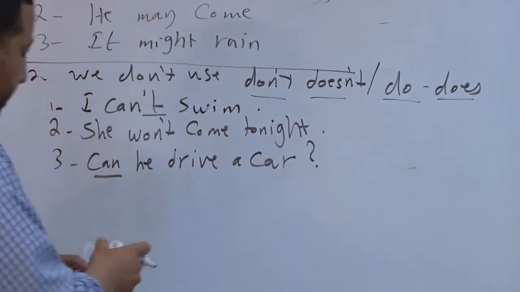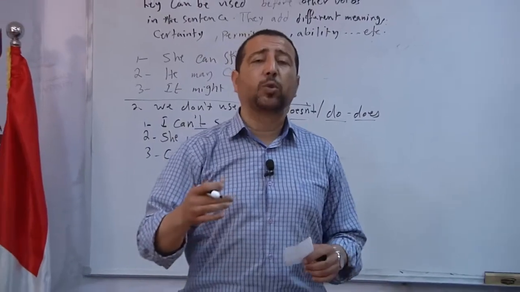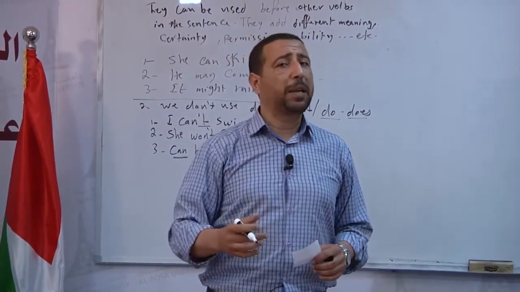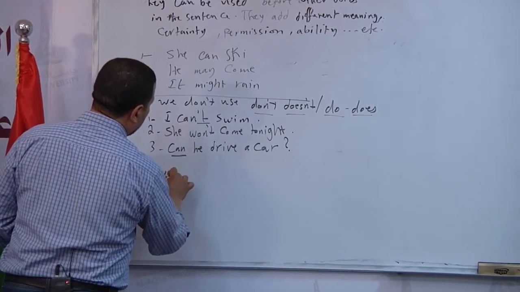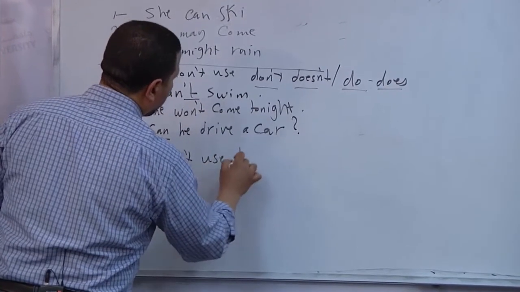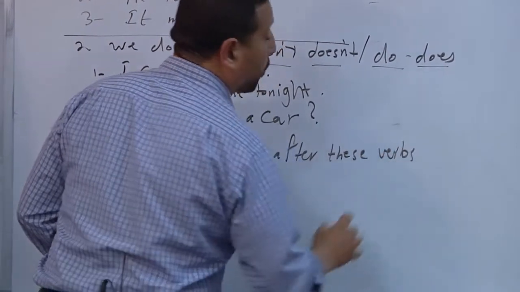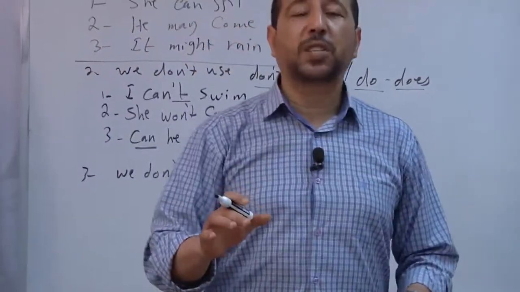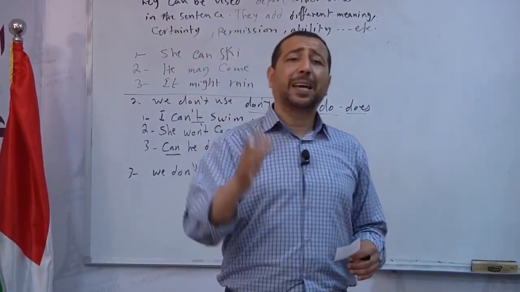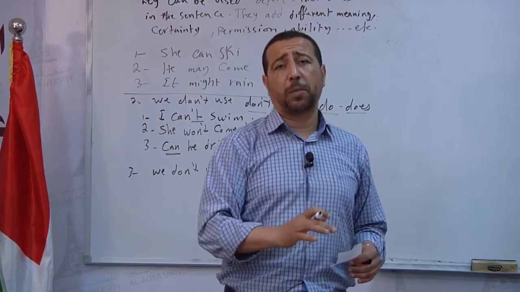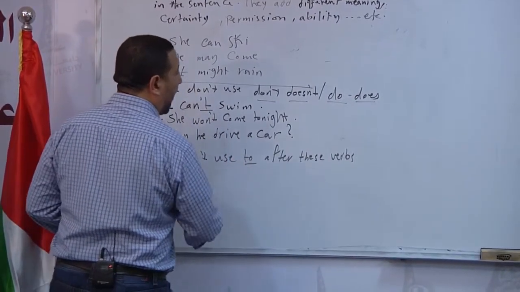The third rule is that in most cases, we do not use to after these modal verbs. We don't use to after these verbs. But we have an exception here. The exception is ought to, have to, because to here is part of the verb. And that's why we say we do not use to after these verbs.